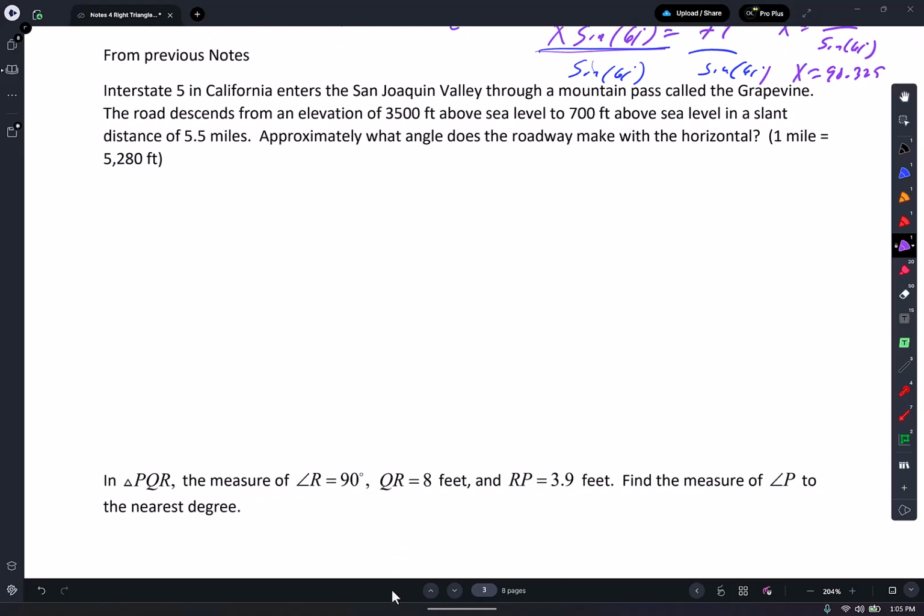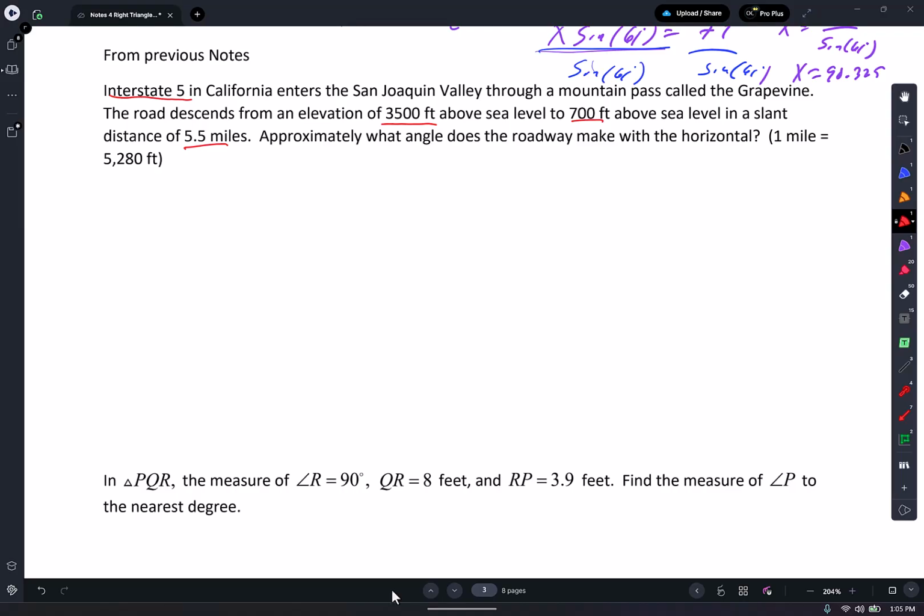All right. Here's the question that we skipped, but we're going to do it now. It says, by the way, has anyone ever gone on this interstate in California? Oh, okay. Interstate 5 in California, I haven't. I've never even been to California. So Interstate 5 in California enters San Joaquin Valley through a mountain pass called the Grapevine. The road descends from an elevation of 3,500 feet above sea level to 700 feet above sea level in a slant distance of 5.5 miles. So it's not a nice linear distance, but that's fine. Approximately what angle does the roadway make with the horizontal?